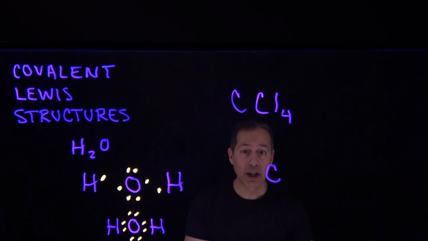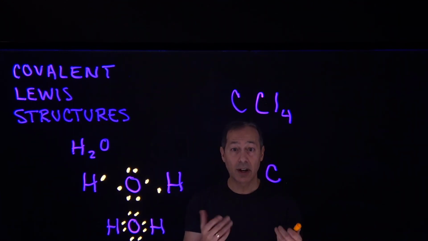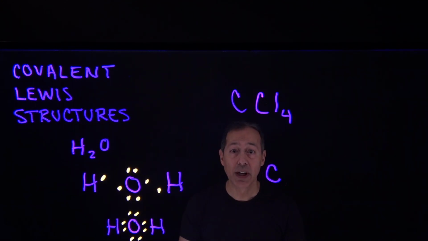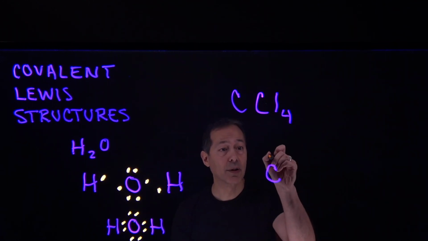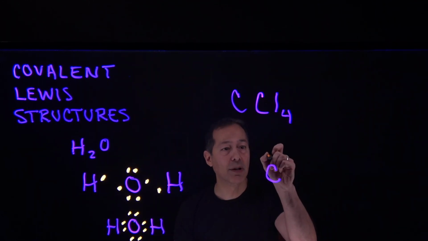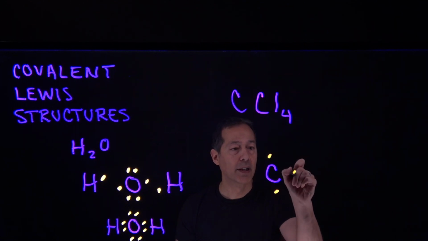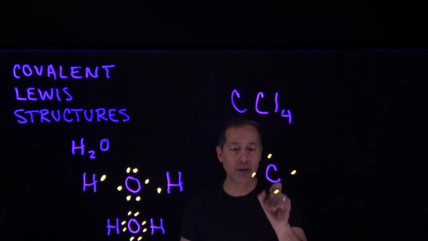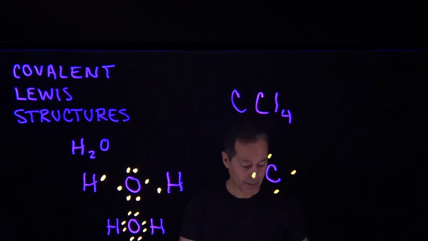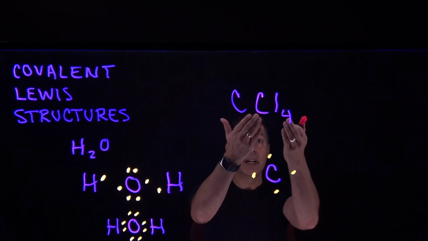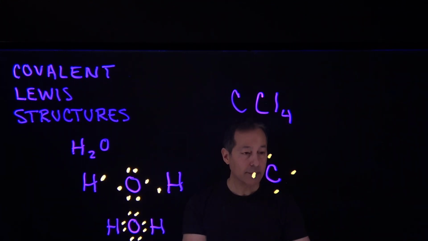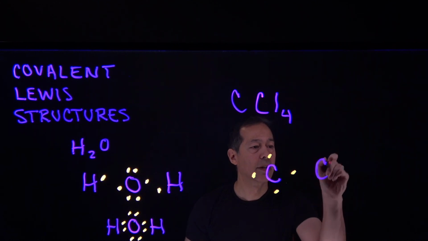And I'm going to put in my valence electrons. Carbon, if we take a look at our periodic table, has 4 valence electrons. So I'm just going to do my imaginary box here. I'm going to put 1 electron on each side of the box like that. There's my carbon Lewis symbol. And then my chlorines. So chlorine, I'll put 1 here like that.